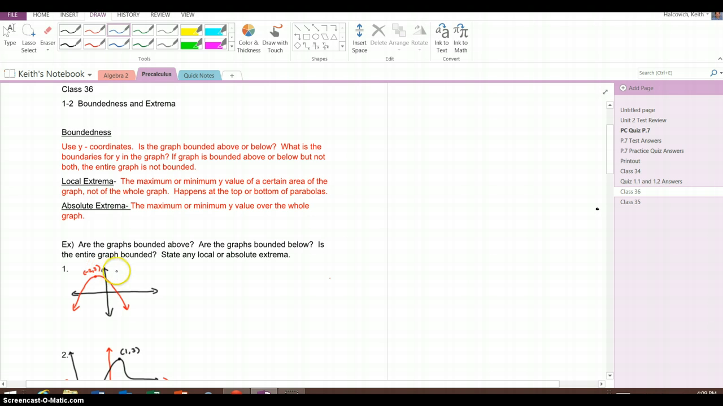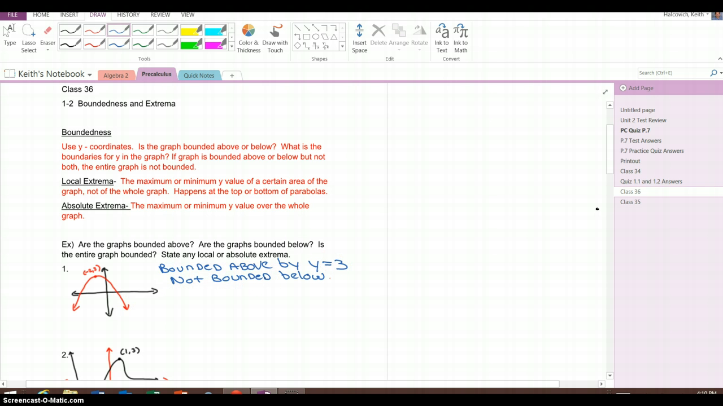If you look at number 1 here, the question says, is the graph bounded above? And the answer here is yes. If you notice, the top part of the graph does not go past y equals 3. So in this case, the graph is bounded above by y equals 3. That is the top. It is not bounded below. The reason it's not bounded below is that there are arrows that go down, so it's going down forever. So it's not bounded below.